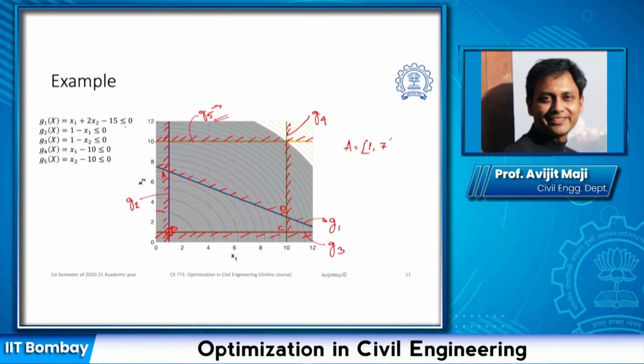So point A represents (1, 7). So if this is one of my extreme points, I can say XA. The other extreme point, I can say XB is equal to (1, 1). The third one is going to be (10, 1). And the fourth one, XD, is going to be (10, 2.5).